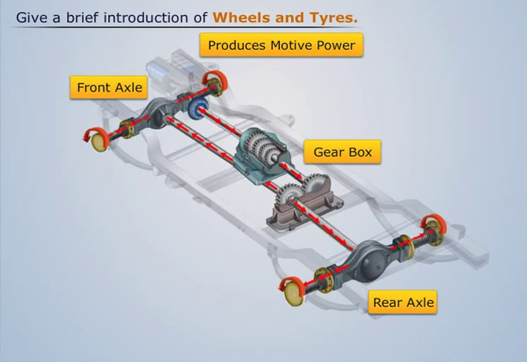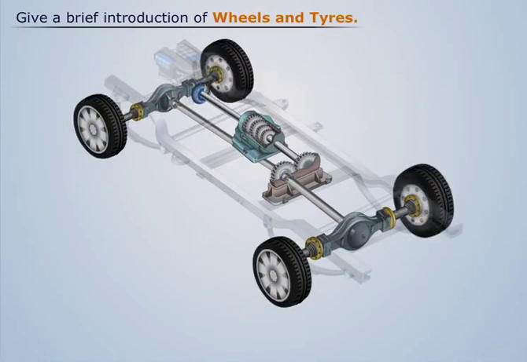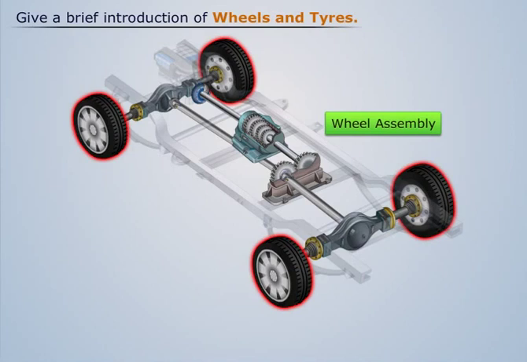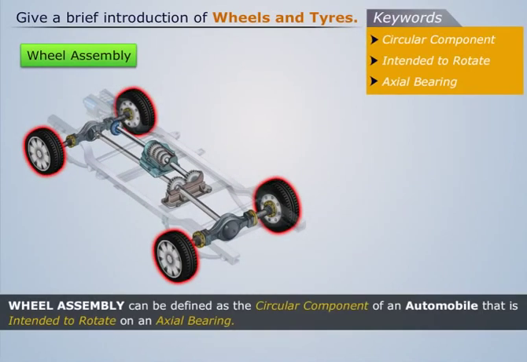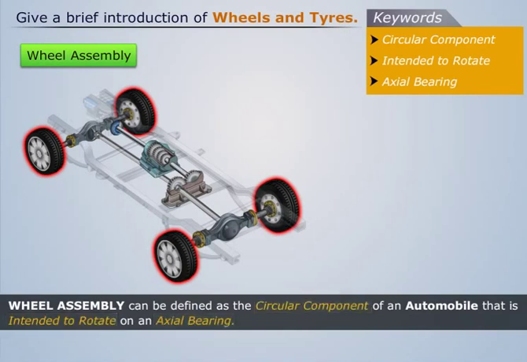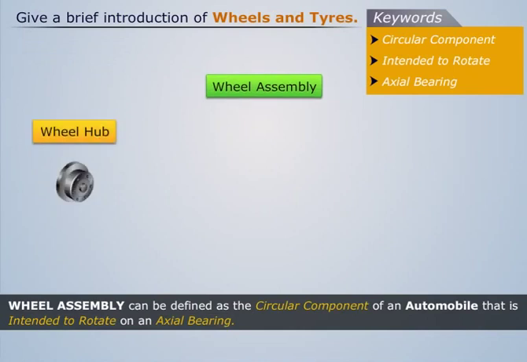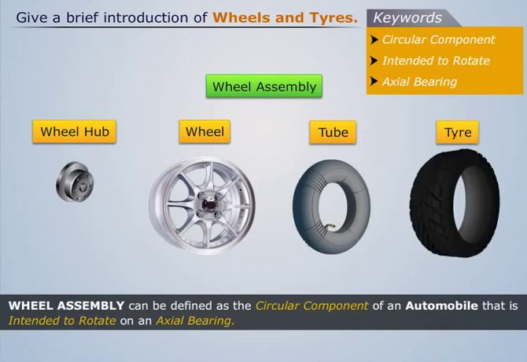Now, to utilize this power into motion of the automobile, an assembly is used at each end of the axle, which is known as wheel assembly. Thus, we can define the wheel assembly as the circular component of an automobile that is intended to rotate on an axial bearing. Wheel assembly mainly consists of wheel hub, wheel, tube, and tire.